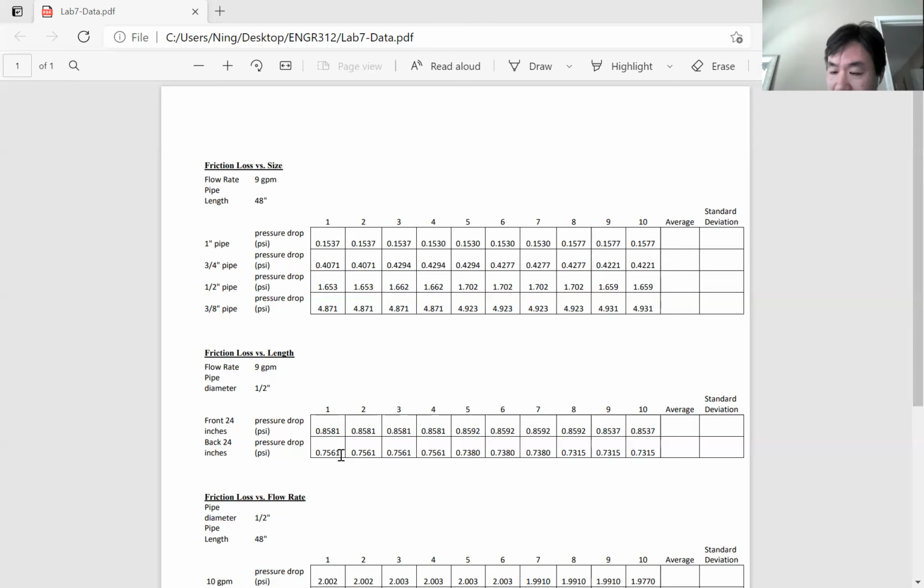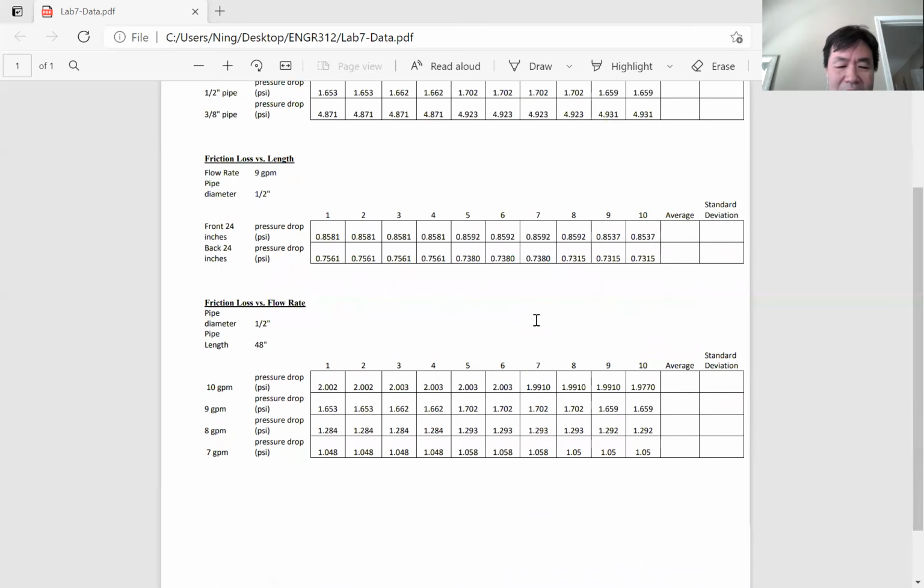It should be the same, first 24 and second 24, but it turned out to be slightly different between the front and the back. So when you do the 24, you can average these two, front 24 and back 24. First of all, for each one, you average the 10 samples. Then you average the front and the back. That's the characteristic pressure drop for the 24-inch. And also the standard deviation.